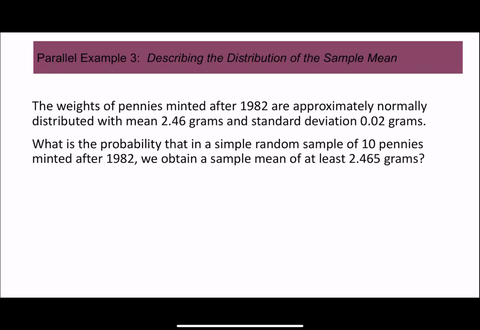All right. So going back to the weight of pennies, the weight of pennies minted after 1982 are approximately normally distributed with a mean of 2.46 grams and a standard deviation of 0.02 grams. We want to know the probability that in a simple random sample of 10 pennies minted after 1982 we obtain a sample mean of at least 2.465 grams. So we want to know what the probability is that if we took 10 pennies out, their mean would be at least 2.465 grams.